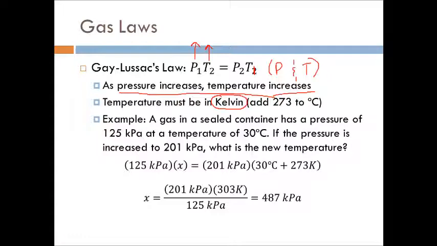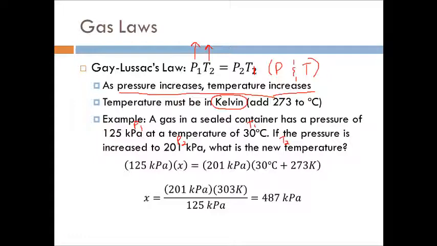All right. Example. Gas in a sealed container has a pressure of 125 kilopascals. So we're going to make that P1 at a temperature of 30 degrees Celsius. This is T1. If the pressure is increased to 201 kilopascals, this is going to be P2. What is the new temperature? So this is T2. All right.